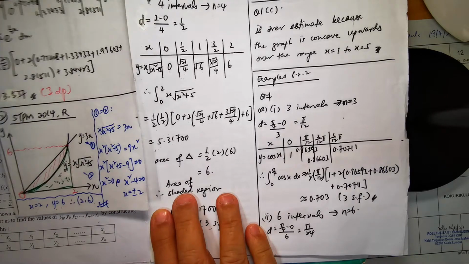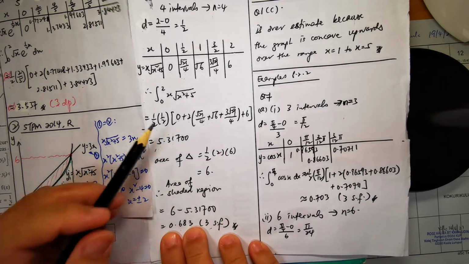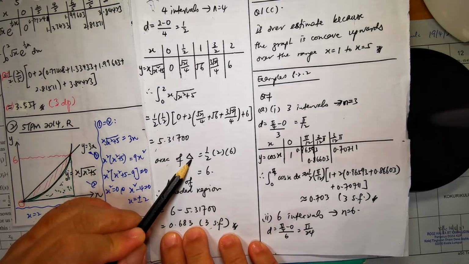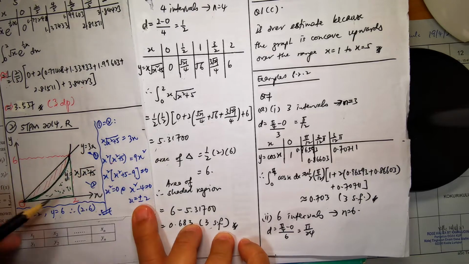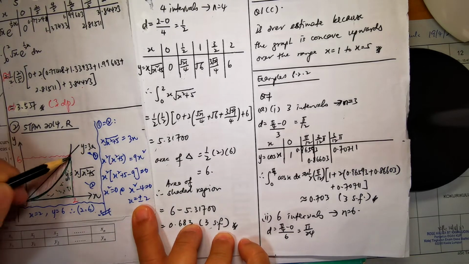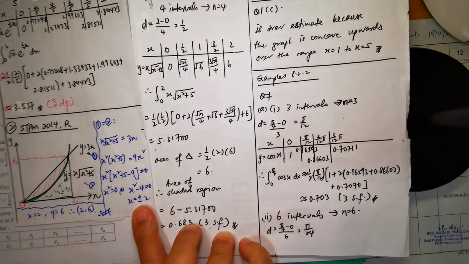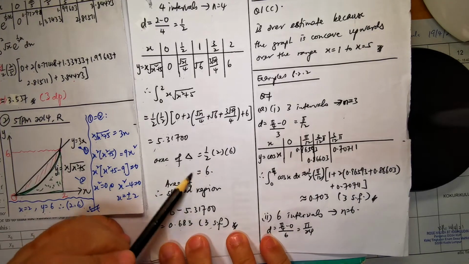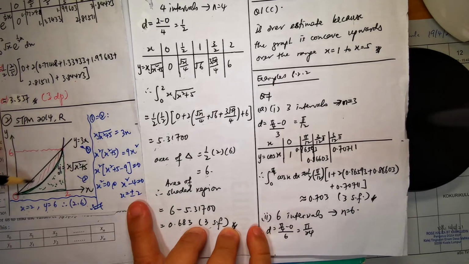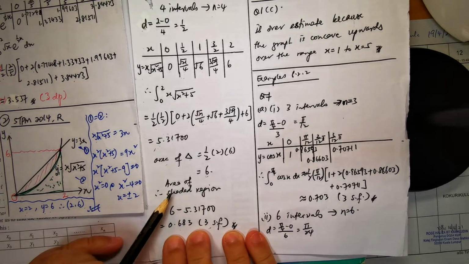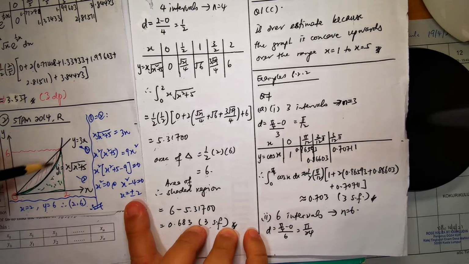Therefore, I write here the area of the triangle. So very simple. Half, base is 2, height is 6, right? So the area of the triangle is 6. So the big one is 6. Therefore, the area of the shaded region here.